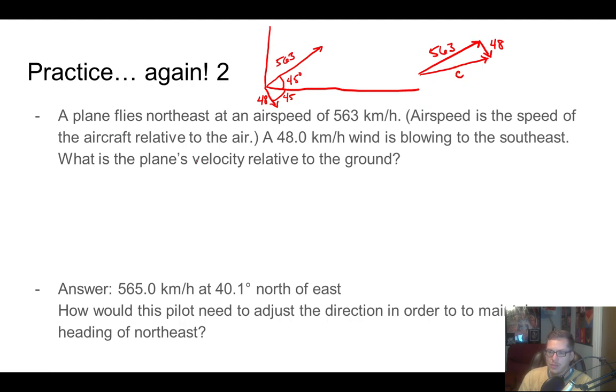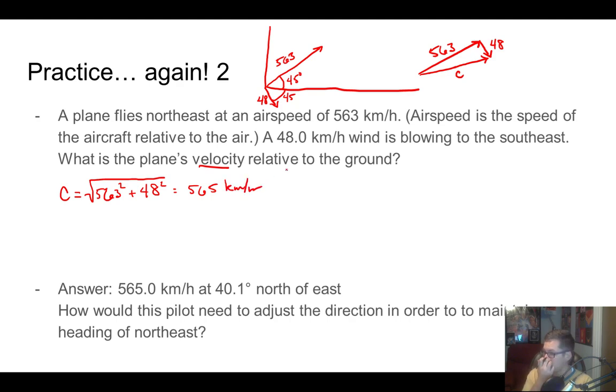So if we want to find the plane's velocity, that means its velocity is a vector. So we need two things: we need the magnitude and we need the direction. To find the magnitude, all we have to do is find the value of C. We'll just use the Pythagorean theorem. Remember, a squared plus b squared equals c squared. So C would just be equal to the square root of 563 squared plus 48 squared. You plug that into your calculator and you'll get 565. So that is the magnitude of our resultant.